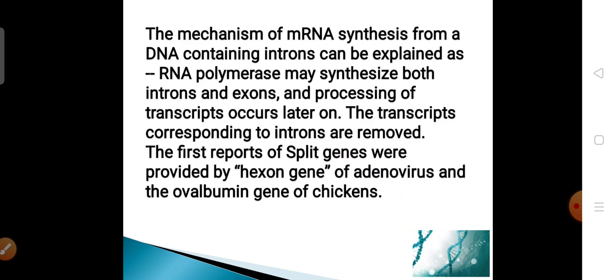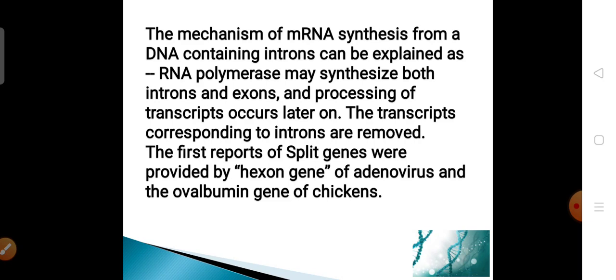Okay, so RNA polymerase, when it is going to produce mRNA on the DNA, will synthesize everything. It will transcribe everything, intron, exon, everything. So RNA polymerase transcribes both introns and exons, and processing of the transcript occurs later on. After transcription, the mRNA transcript formed is processed. The transcript that corresponds to introns is removed. The intron region is removed and the exon region is left behind.